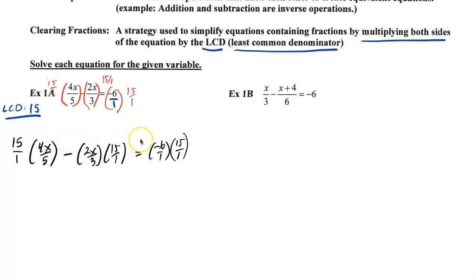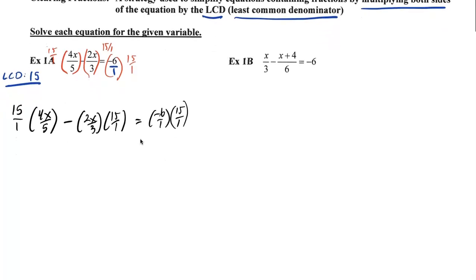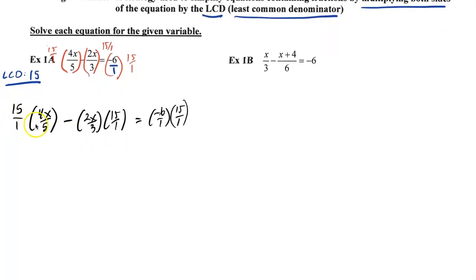So we have this, and it looks disgusting, but if you simplify it, it turns out way easier. Instead of multiplying across, I'm going to reduce because it makes life a little easier. 15 and 5, you can reduce those two. 15 divided by 5 is 3, so I'll put it like that. 3 times 4 is 12, so you have 12x. On the next one, same idea. I can reduce the 15 and the 3. 15 divided by 3 is 5. Then all we have to do is multiply 2x by 5, which is 10x. So minus 10x.